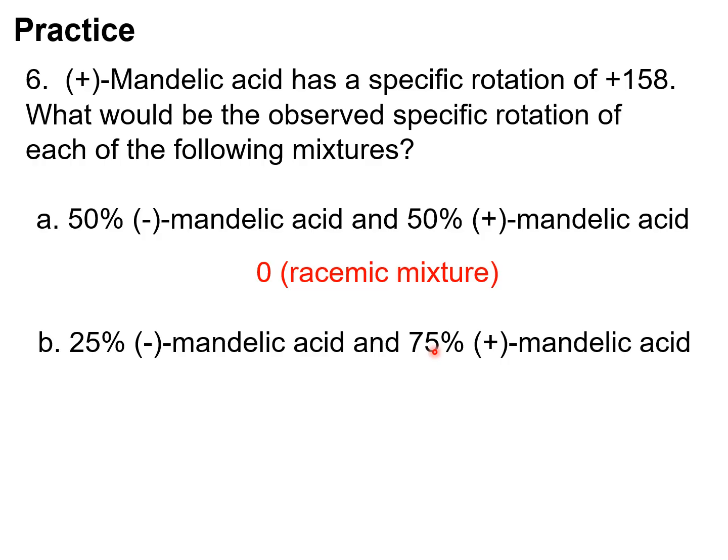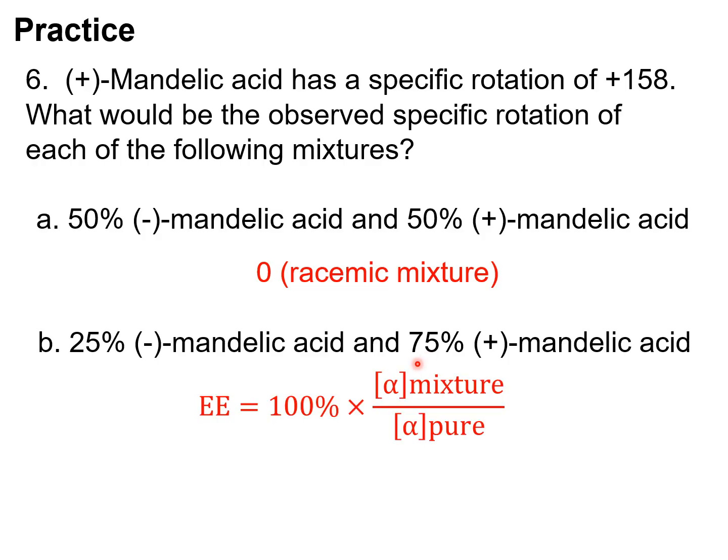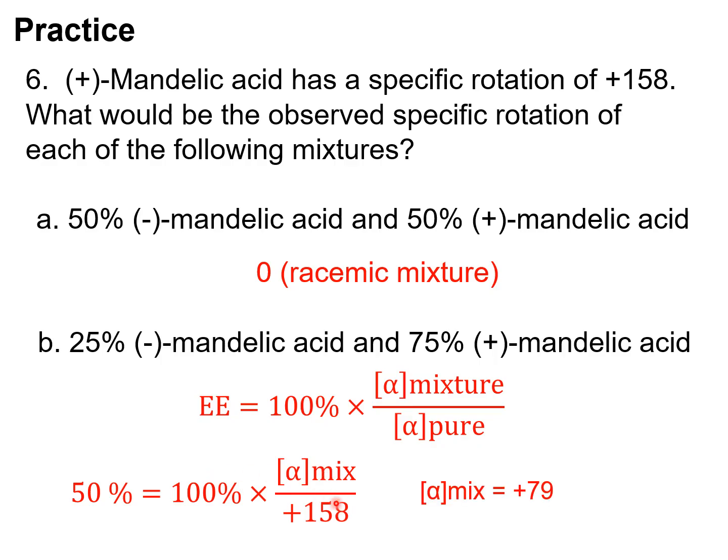For the bottom one, I'd see that I have an excess of the plus enantiomer. I'd want to go ahead and subtract this difference, so I'd see that I have an enantiomeric excess of 50. I can then plug that number in, subtracting these two. I know that my pure enantiomer would end up having a positive 158. That means here I'm going to look for my mixture. When I solve this, it's going to be half of this number, so we should see plus 79 as the specific rotation.